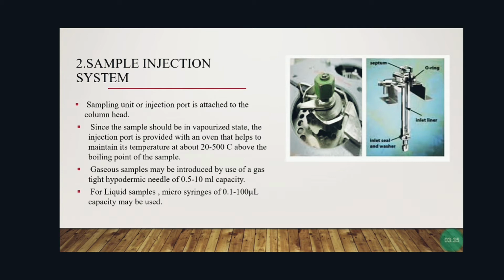Now the second part is the sample injection system. The sampling unit or injection port is attached to the column head. Since the sample should be in a vaporized state, the injection port is provided with an oven that helps to maintain its temperature at about 20 to 500 degrees Celsius above the boiling point of the sample. Gaseous sample may be introduced by use of a gas tight hypodermic needle of 0.5 to 10 ml capacity. For liquid samples, a micro syringe of 0.1 to 100 microliter capacity may be used.